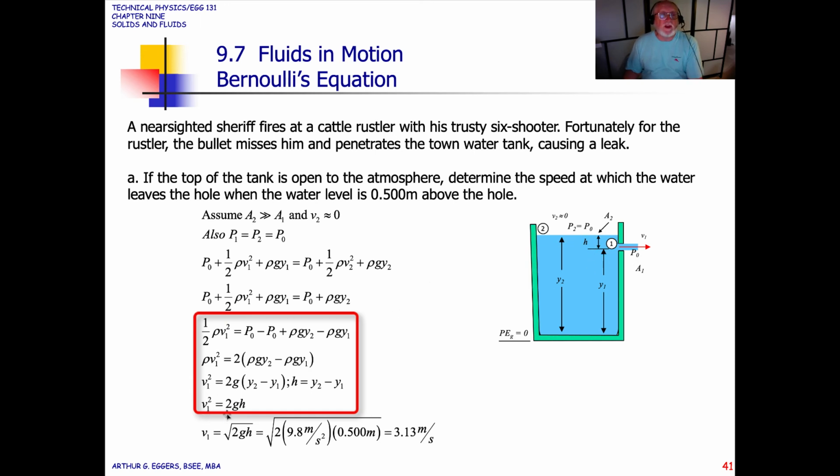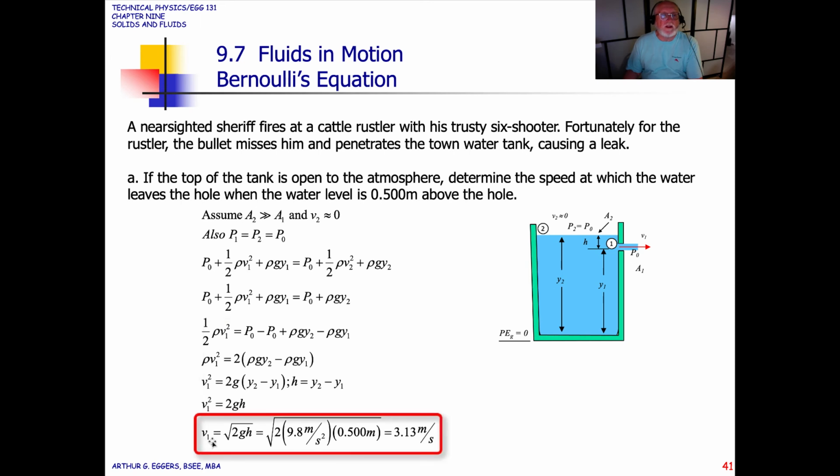Velocity 1 squared then is equal to 2gh when we make that substitution. v1, the velocity 1 then, is equal to the square root of 2gh. Insert our values, 2 times the acceleration of gravity, 9.8 meters per second squared, times that 1/2 meter distance, and we get a velocity at the hole of 3.13 meters per second as that water level starts to come down to the height of the hole.